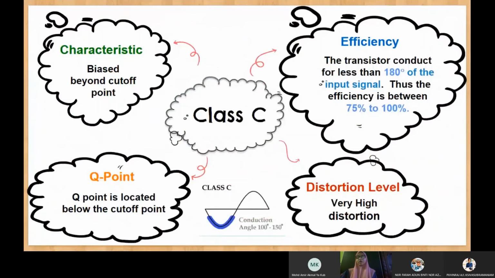For the characteristics of the Class C, it is biased beyond the cut-off point. For the efficiency, the transistor conducts for less than 180 degrees of the input signal. Thus, the efficiency is between 70% to 100%. It has a very high distortion level. For the Q point, it is located below the cutoff point. In this slide, you can see the conduction angle of the Class C is between 100 degrees to 150 degrees. Next.